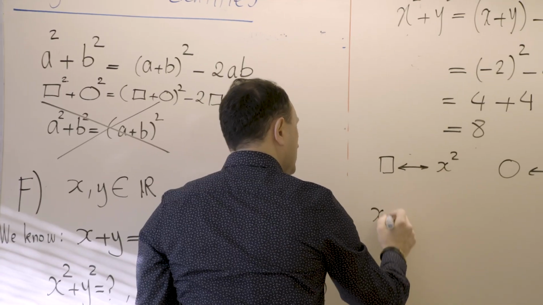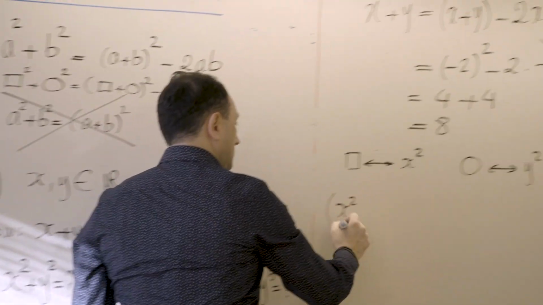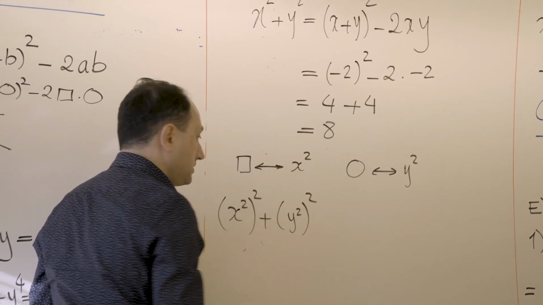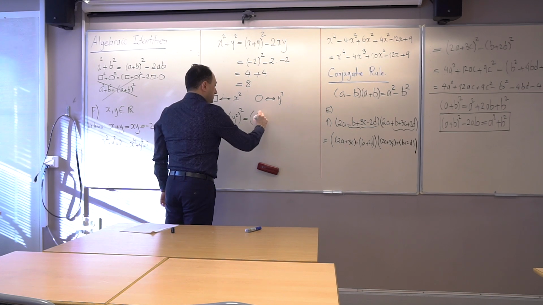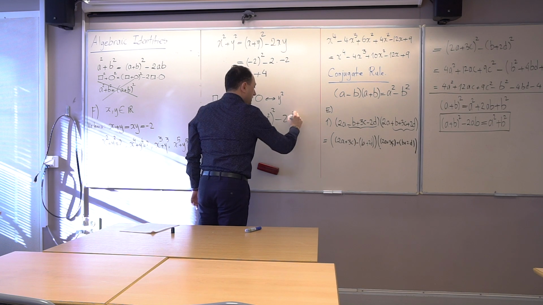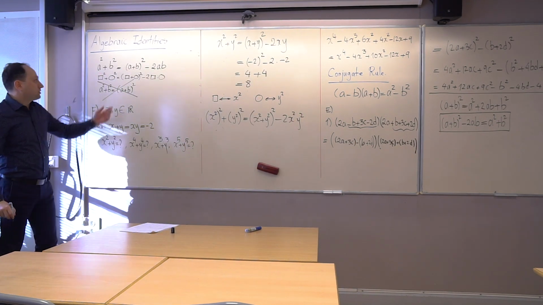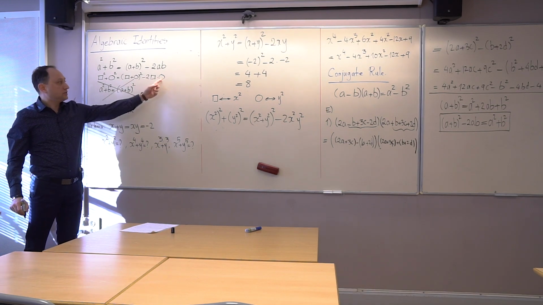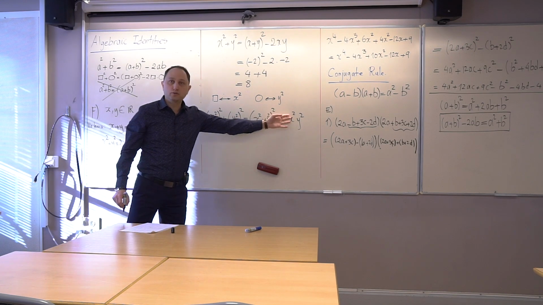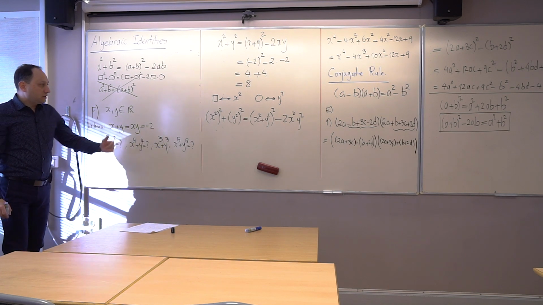So it becomes x to the 2, this is my box, to the 2, plus y to the 2 to the 2. Yes? And this is equal to x to the 2 plus y to the 2 minus 2x squared y squared. Is that understandable for everyone? Because this box is x squared, this circle is y squared, so 2 times box times circle becomes 2x squared y squared.